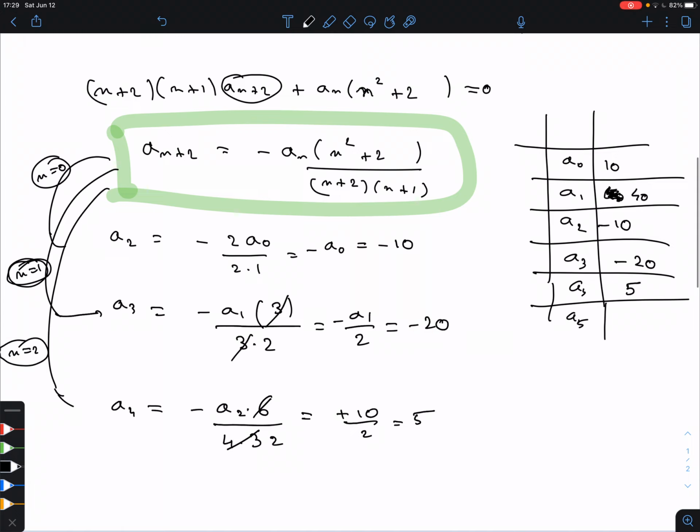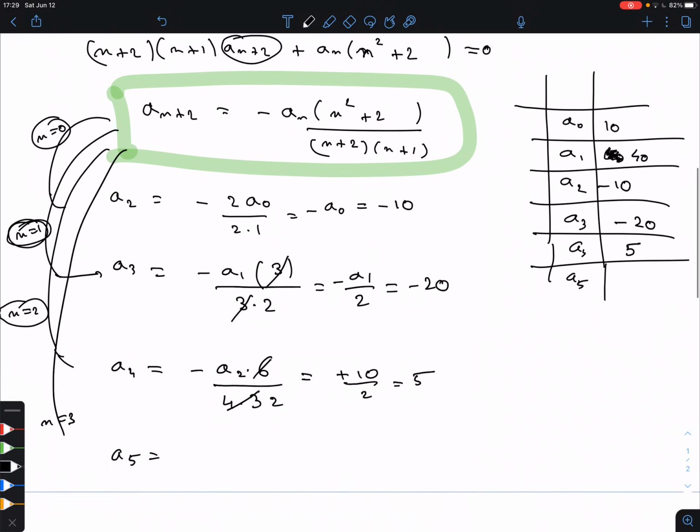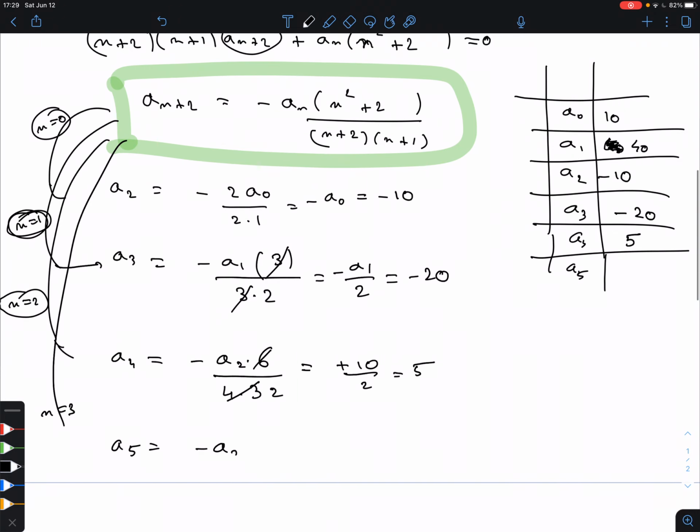And finally, if n is 3, I get A5. So I plug in 3 again, so minus A3, I get 9 plus 2, that is 11. And in the bottom I get 5 times 4, and minus A3, that was minus 20, so 20 times 11 divided by 5 times 4, okay, that is 11. I cancel out. Okay, so that was one of them.